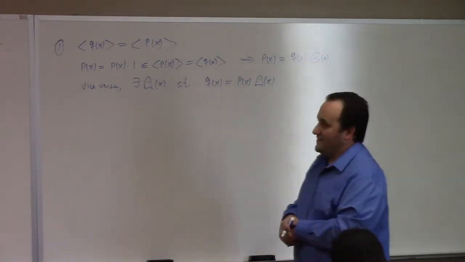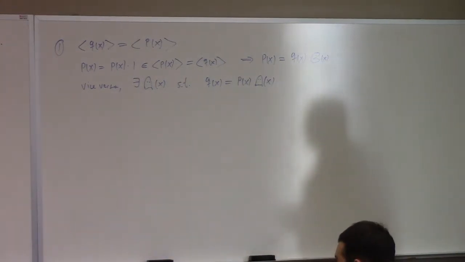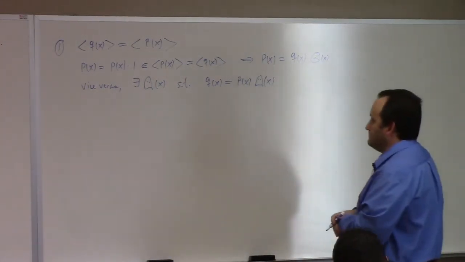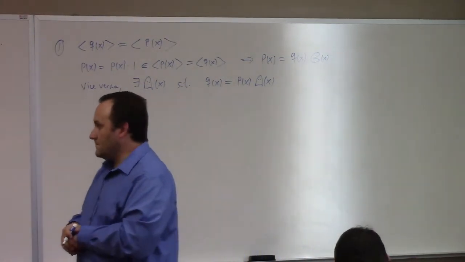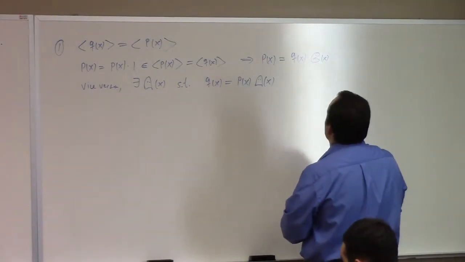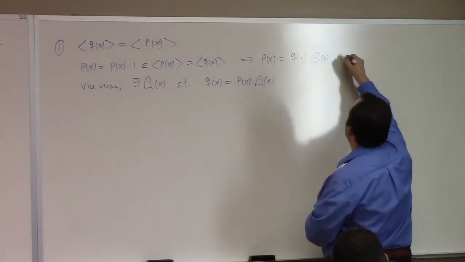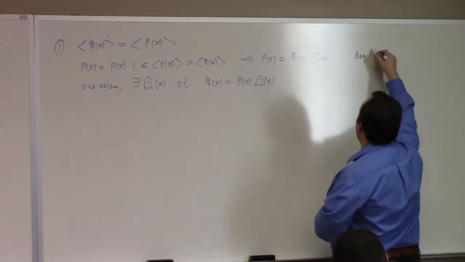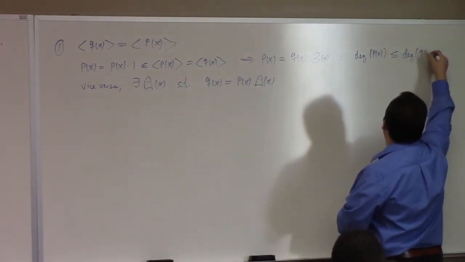Oh, wait. At some point, we need to use maximality again, right? So the top thing gives that the degree of q is less than or equal to the degree of p, and then the bottom thing gives the degree of p is less than or equal to the degree of q, therefore they must be equal. Ah, very good. And then given that, we get that the degree of r must be 0. So we're done.